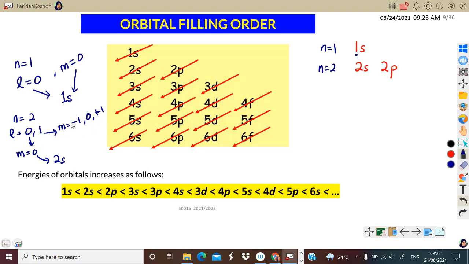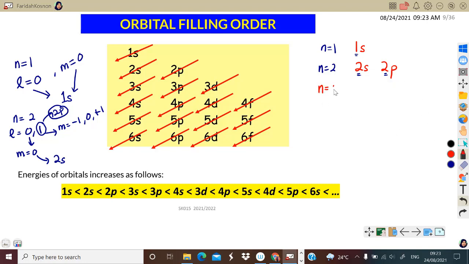So when L equals 0, we have 2s. When L equals 1, we have p, right? So 2p kat sini. Tapi bila m itu merujuk kepada 2p orbital. Kalau L1 kita merujuk kepada subshell dia. Tapi bila orbital ada 3 orientation, so we have 2px, 2py, 2pz. Ini saya dah ajar dalam kuliah yang lepas. So that's why here, when n equals 2, the allowed orbitals are 2s and 2p.